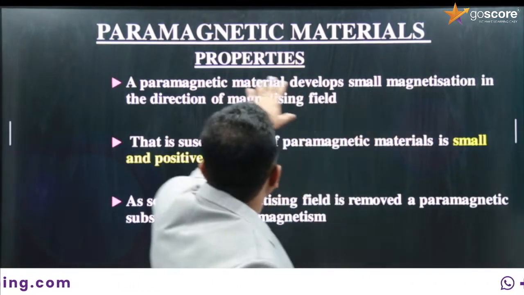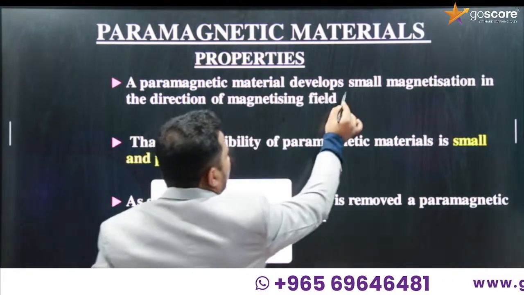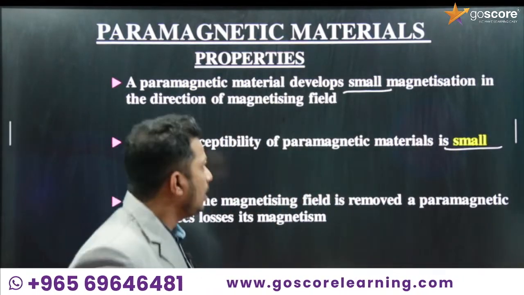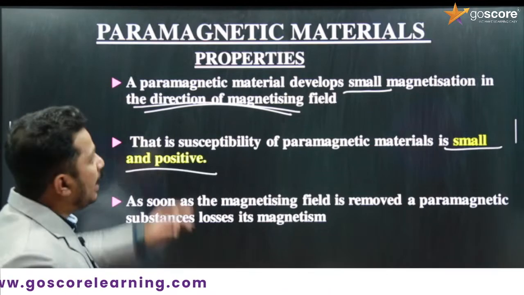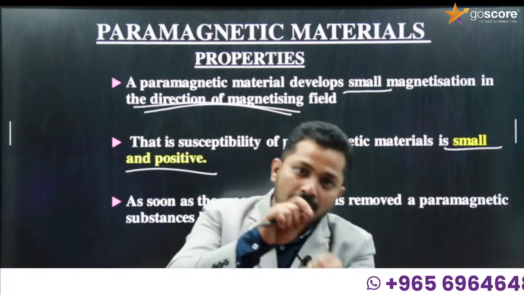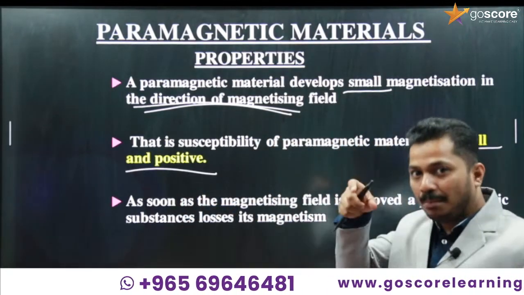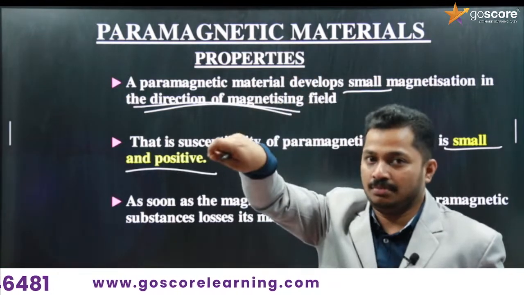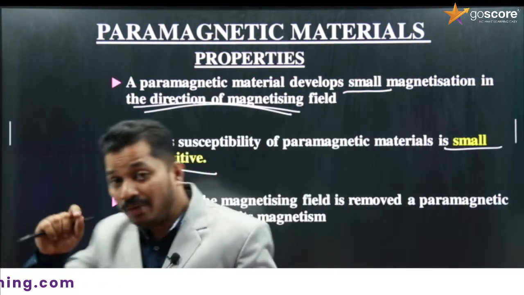We have seen that definition. Why is it written over here again? It develops small, feeble magnetization, so the susceptibility will be small, and it is developed in the same direction, so it is positive. So its susceptibility will be small and positive. What about diamagnetic material? It is also small because diamagnetic material also develops feeble magnetization. But for diamagnetic material, magnetization is developed in the opposite direction, so it is negative. Here, magnetization is developed in the same direction, so it is positive.